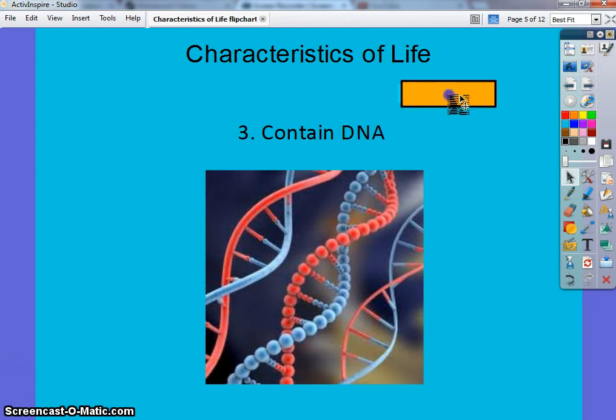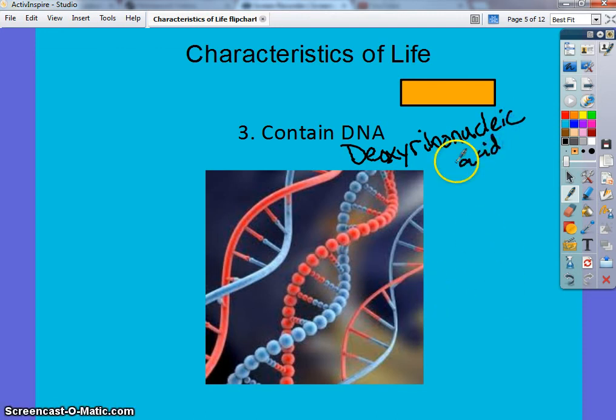Alright, third thing, all cells contain DNA. This is what DNA looks like. We're not going to get too much into this now because we have a whole unit on DNA and genetics later on this year. It'll be the third unit we go over. So, not going to get too much into detail with DNA now. DNA stands for deoxyribonucleic acid. Alright, and it's responsible for giving your cells all the instructions it needs to survive.